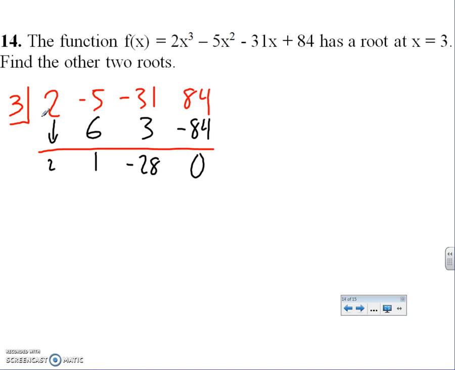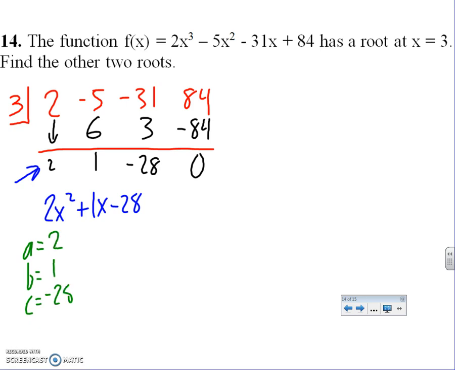So we depressed our cubic into a quadratic. That's 2x squared. Do not forget this first number. A lot of people are forgetting that. So plus 1x minus 28. It's quadratic. Let's do quadratic formula. A, B, C. A is 2, B is 1, C is -28.